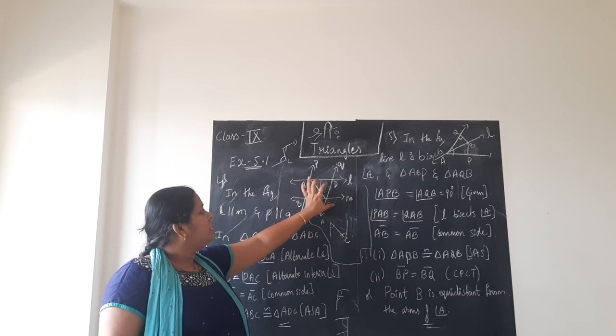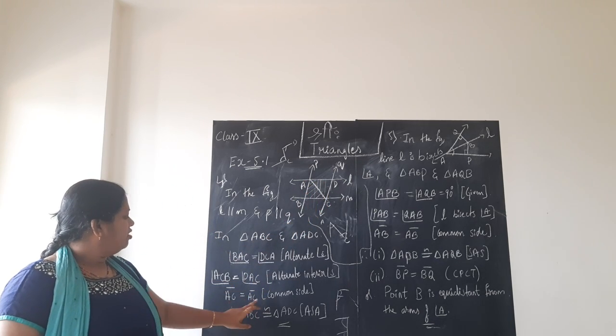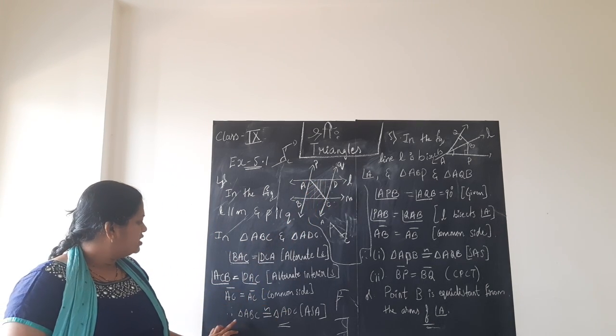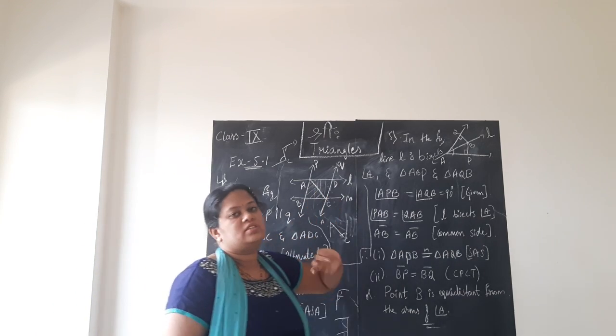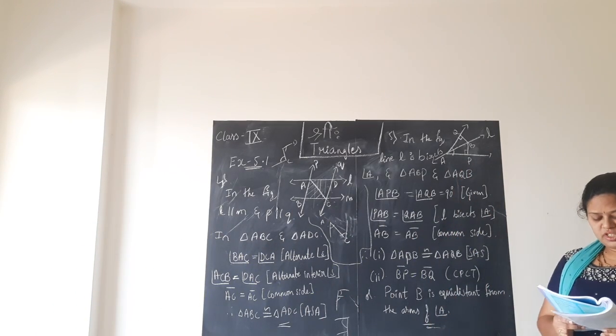Now for both the triangles, AC is the common side. So we do that always. AC is equal to AC by common side. Therefore triangle ABC is congruent to triangle ADC. That's all. Next we shall move on to the fifth question.